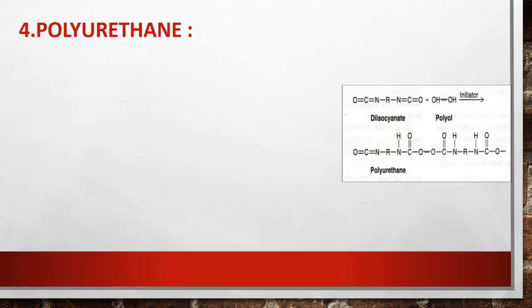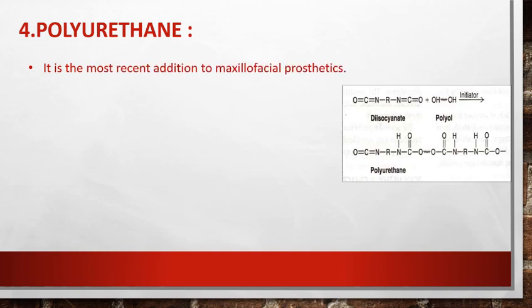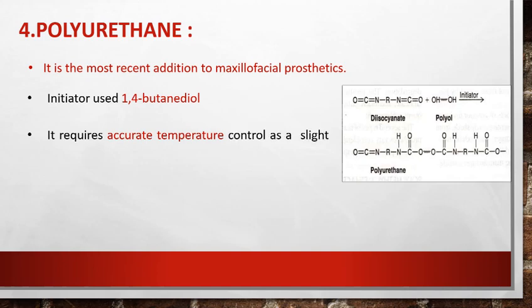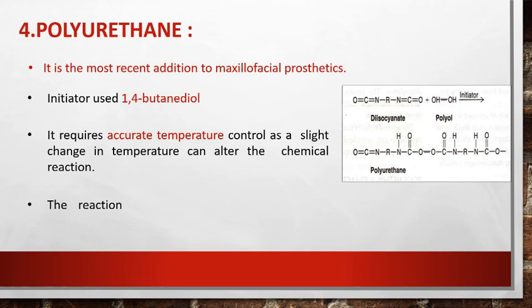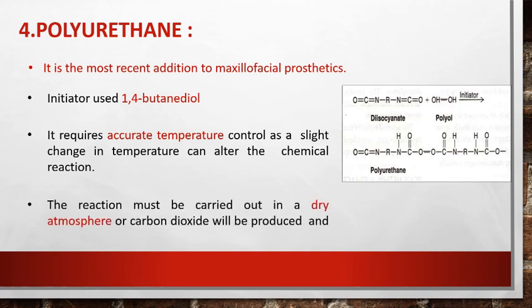4. Polyurethane. It is the most recent addition to maxillofacial prosthetics. Initiator used is 1,4-butanediol. It requires accurate temperature control as a slight change in temperature can alter the chemical reaction. The reaction must be carried out in a dry atmosphere or carbon dioxide will be produced and a porous elastomer will result.